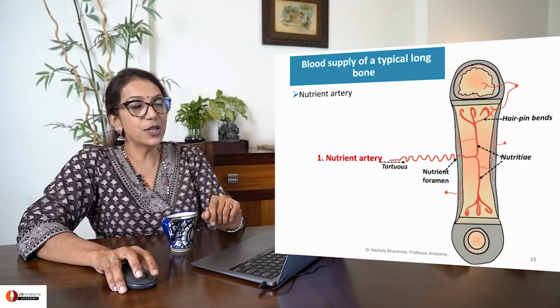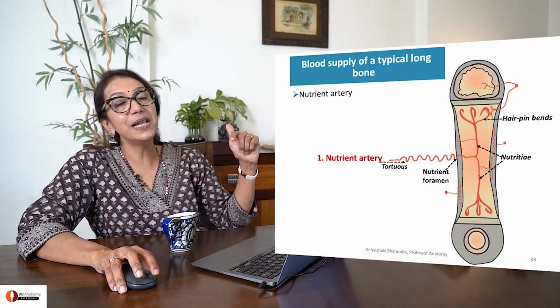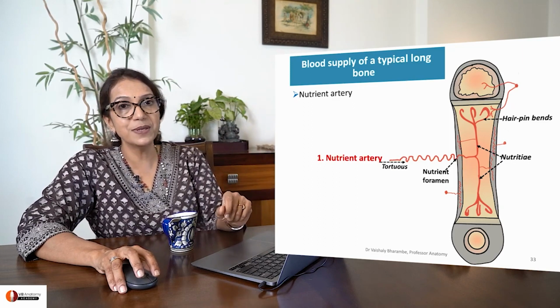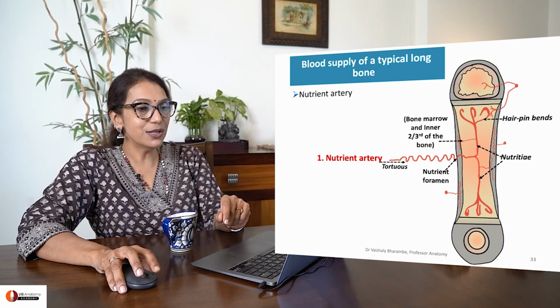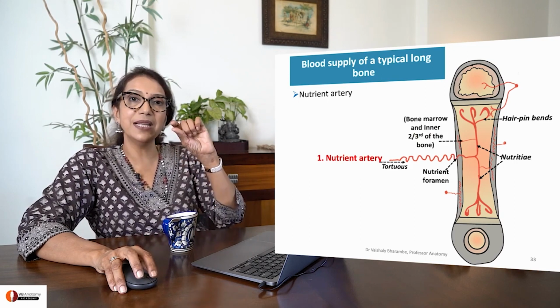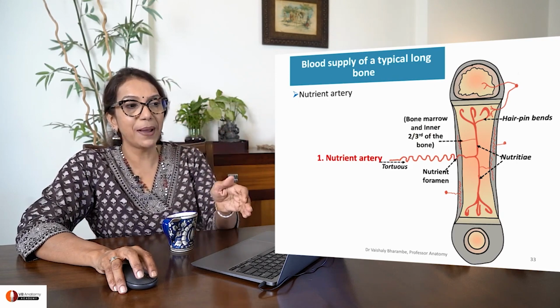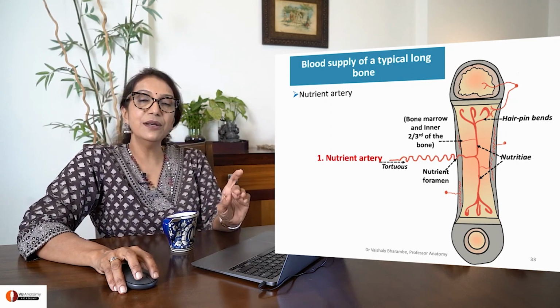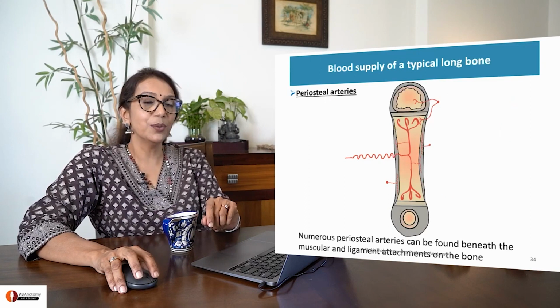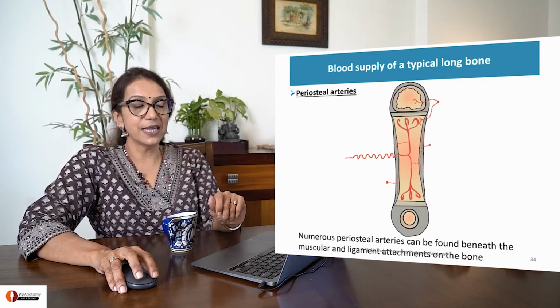These branches reach the end of bone, forming hairpin-like loops. Can you see the loops there? Which area is that? Metaphysis. Yes. It also gives rise to branches that supply the inner 2/3 of the compact bone and the bone marrow. Okay. So that is the nutrient artery. We'll revise it in the end.